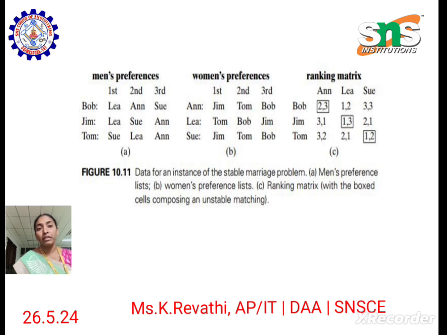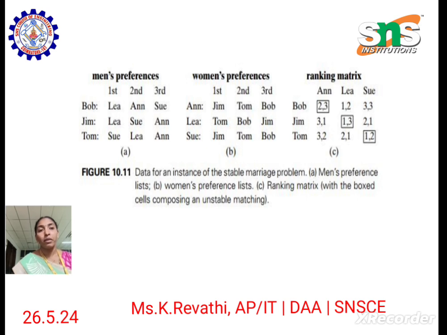Here the men are Bob, Jim and Tom. The list of women will be given as Leah, Anne and Sue. Then the women's preference is Anne, Leah, Sue, and the list of men's preference is also given in the table. Depending upon this preference, we have to construct the ranking matrix for the given men's and women's preference tables.